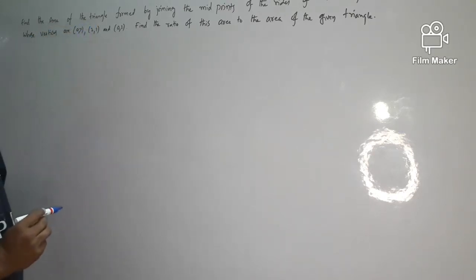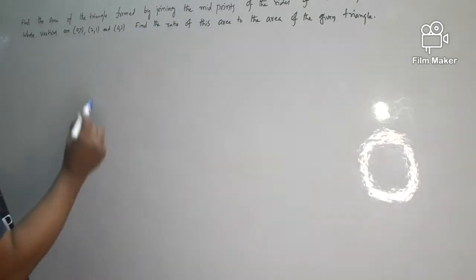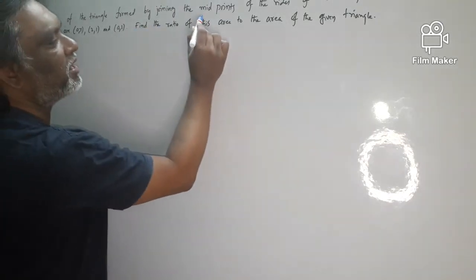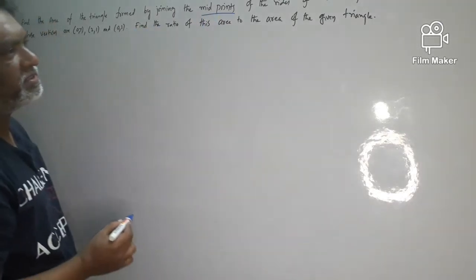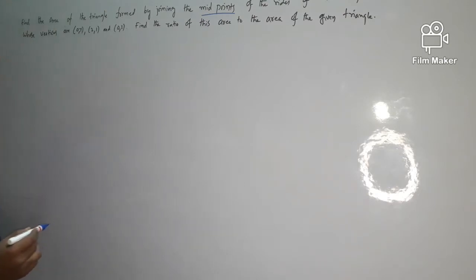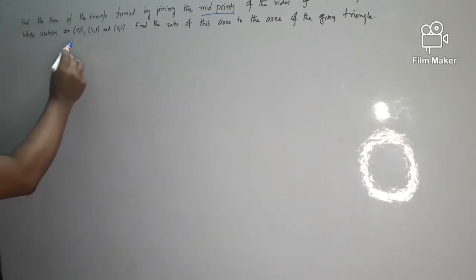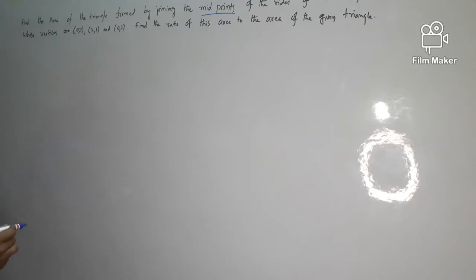Find the area of the triangle formed by joining the midpoints of the sides of a triangle whose vertices are (0, -1), (2, 1) and (0, 3). Find the ratio of this area to the area of the given triangle.